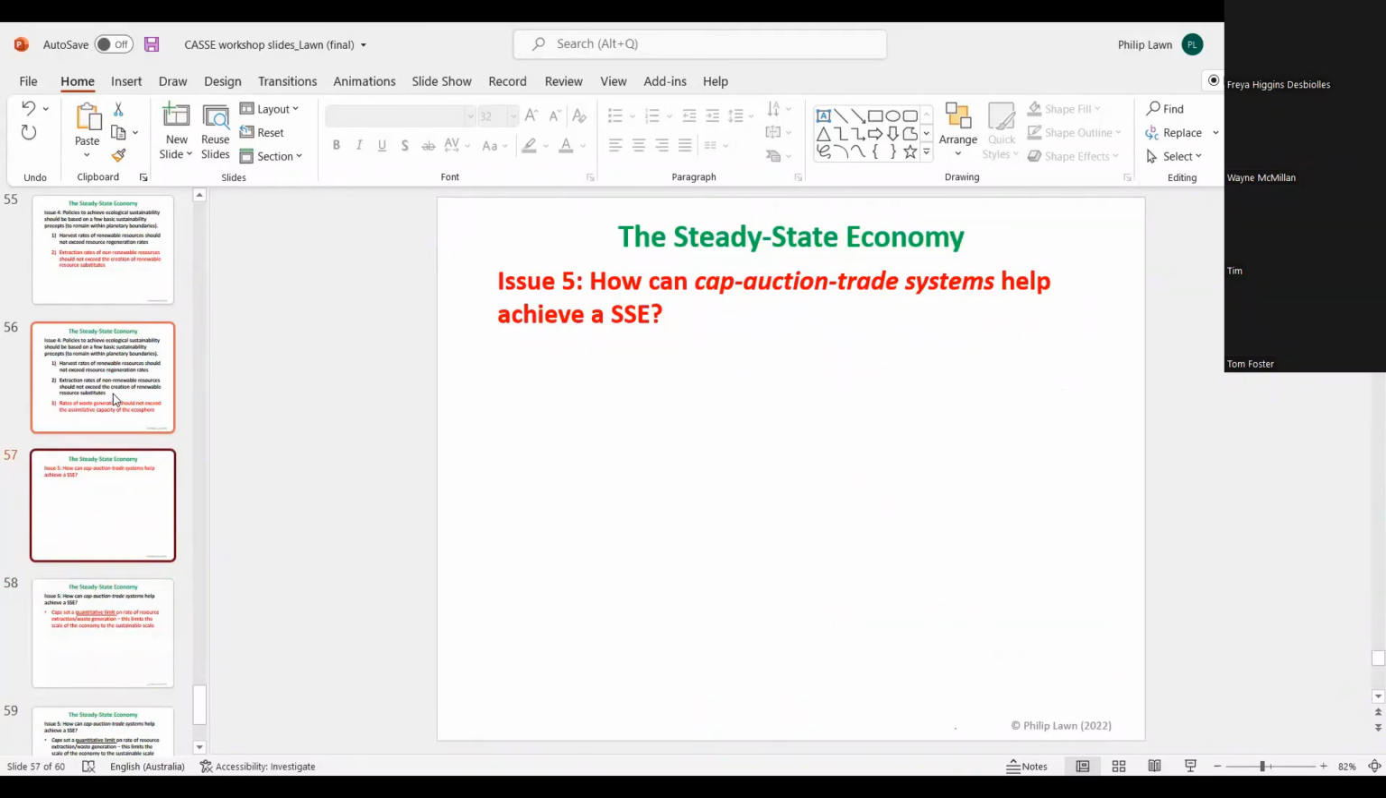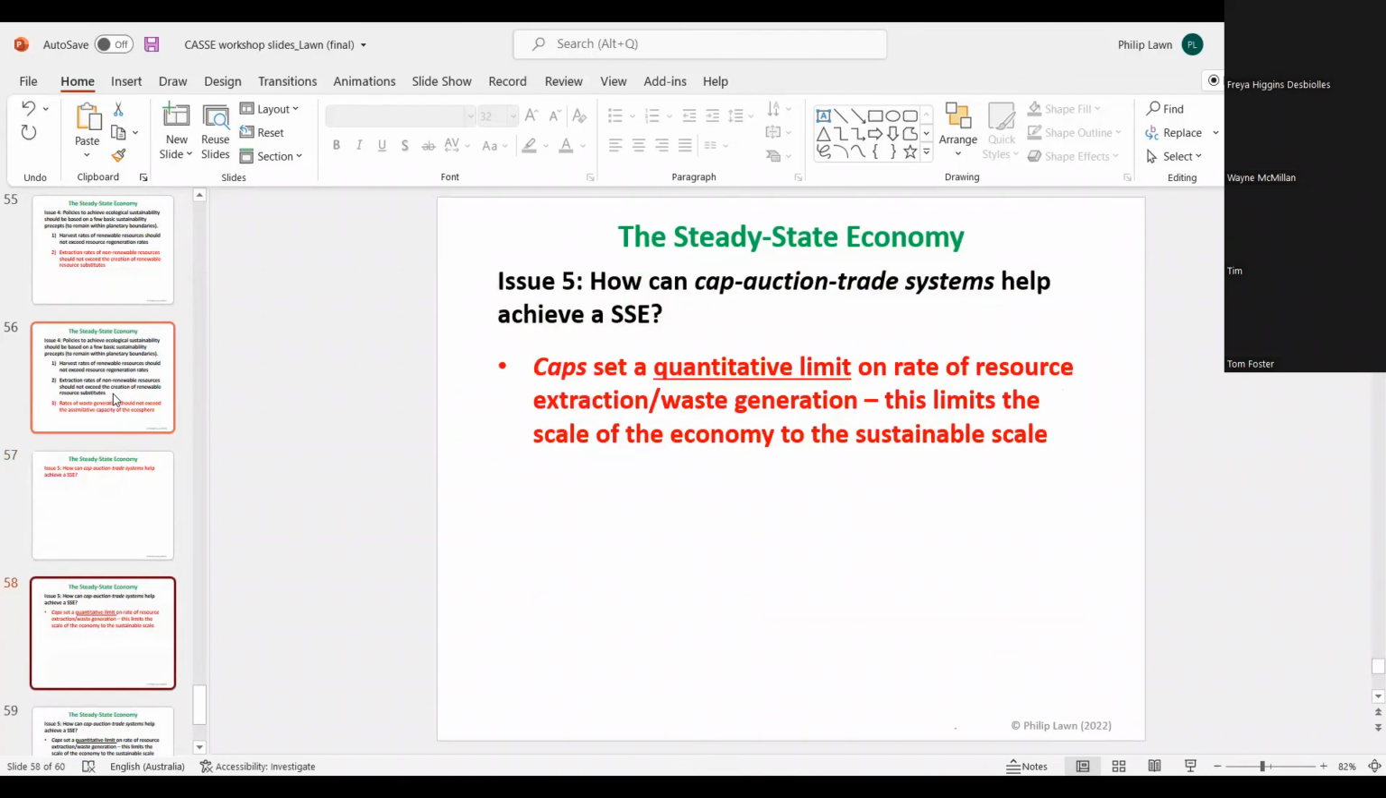And just finally, one way we could perhaps assist the transition to a steady state economy is to have something like cap and trade systems. And by that, I mean cap and trade systems in relation to natural resources. So that's the input of resources and the output of waste, which can also include things like greenhouse gas emissions. We set caps, which set a quantitative limit on the rate of resource extraction and waste generation, based on ecological criteria, and that limits the scale of the economy to the sustainable scale. So the steady state economy is one that's sustainable. So it's based, remember, on caps set on ecological criteria.